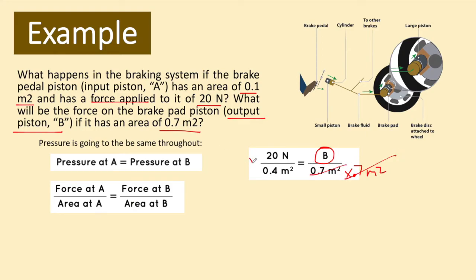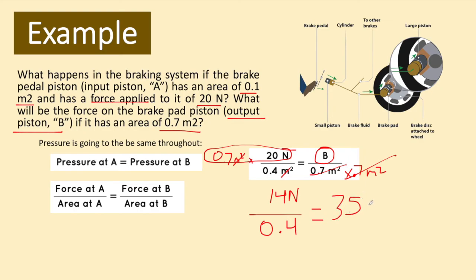And when I'm multiplying fractions, if we remember, meters squared here, I'm multiplying the numerators here. These digits here will cancel those measurements, and then this is going to be 14 newtons over 0.4, and then that is going to be equal to 35 newtons. Okay, so what is this? Well, this is the force, the pressure that's being exerted on the brake pad piston.